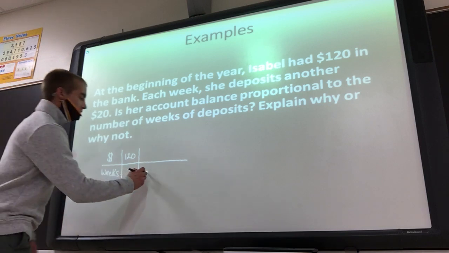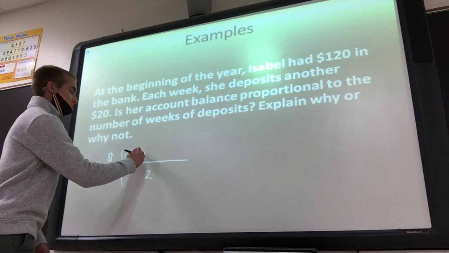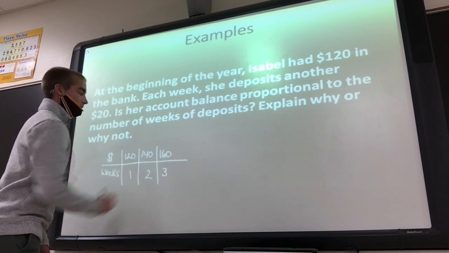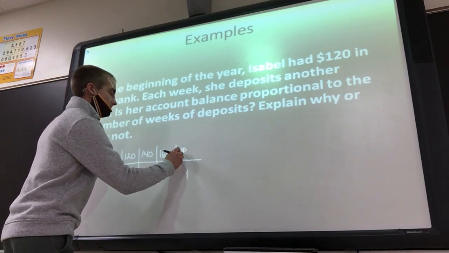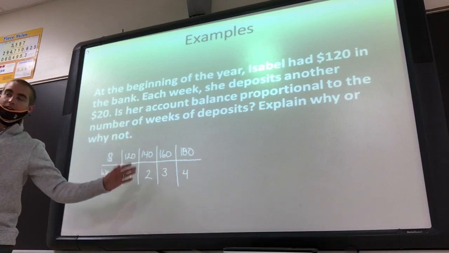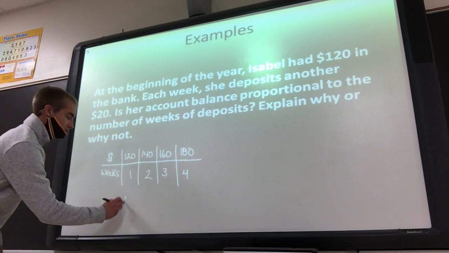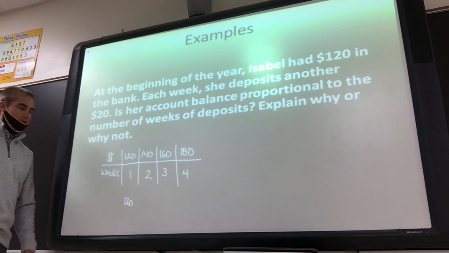So after week 2, if I do it this way, how much money does she have in her account? 140. You're just going up by 20 every week. After week 3, she would have 160. Week 4 would be 180. Okay, so then we've got to simplify each of these ratios. So 120 over 1 just gets you 120. Well, is 140 over 2 equal to 120? No, it's equal to 70.